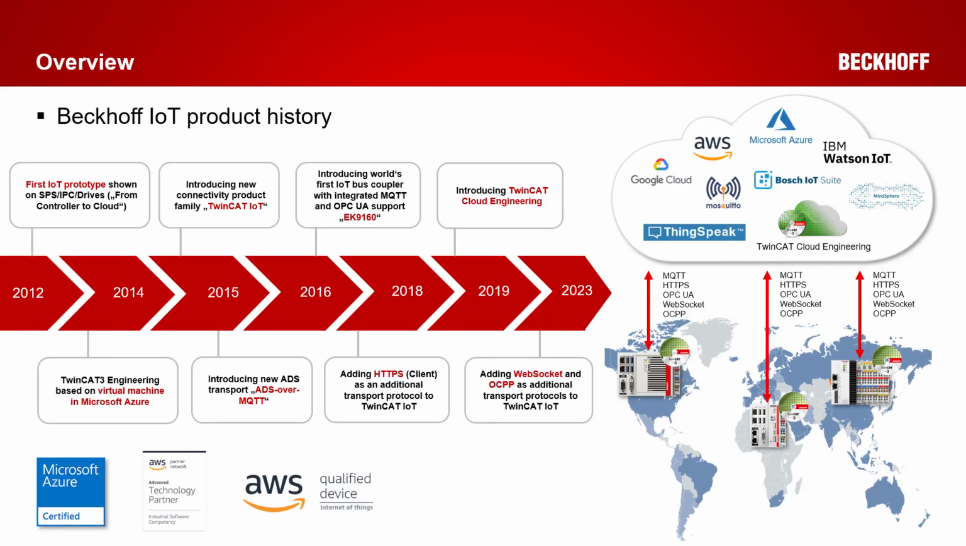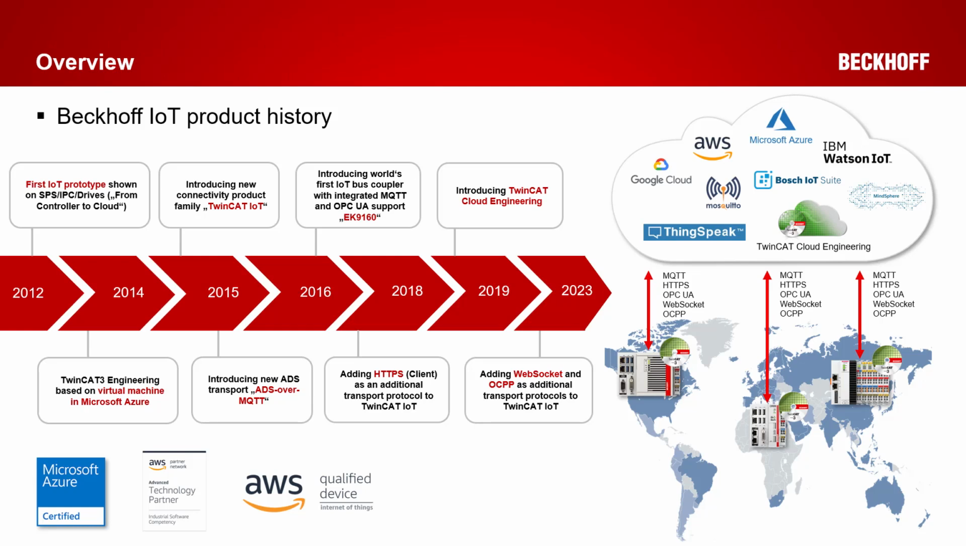So before we dive into AWS IoT SiteWise, let's have a quick look at our Beckhoff IoT product history. Everything actually started in the year 2012 when we developed the first connectivity prototype that was able to publish data streams from one of our controllers to the cloud. A few years later, in 2014, we showed how to run a TwinCAT 3 engineering environment based on a virtual machine in the cloud. And we already made the first steps into implementing a common base for our connectivity products. And in 2015, this implementation resulted in a new connectivity product family called TwinCAT IoT.